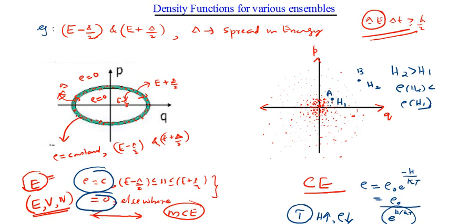I repeat, you know that representative points are denoting what? The accessible microstates, right? And the more the number of representative points in a given region, the more will be the chance that those particular microstates are occupied.